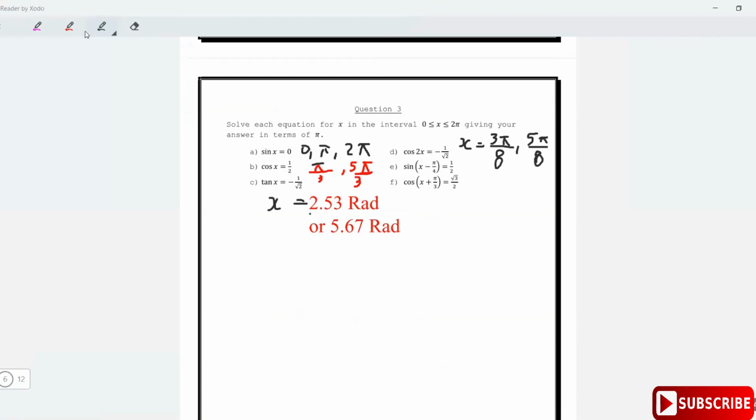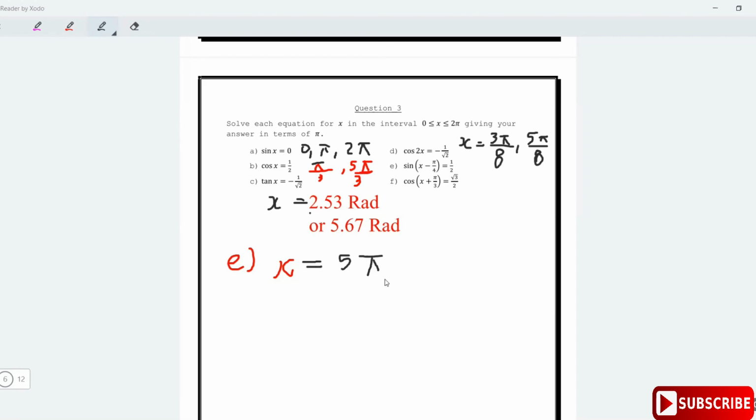So part E, I'm just going to write E. The solutions for E is x equal to, what was x again? X was 5 pi by 12. Yeah, 5 pi by 12 or 13 pi by 12.